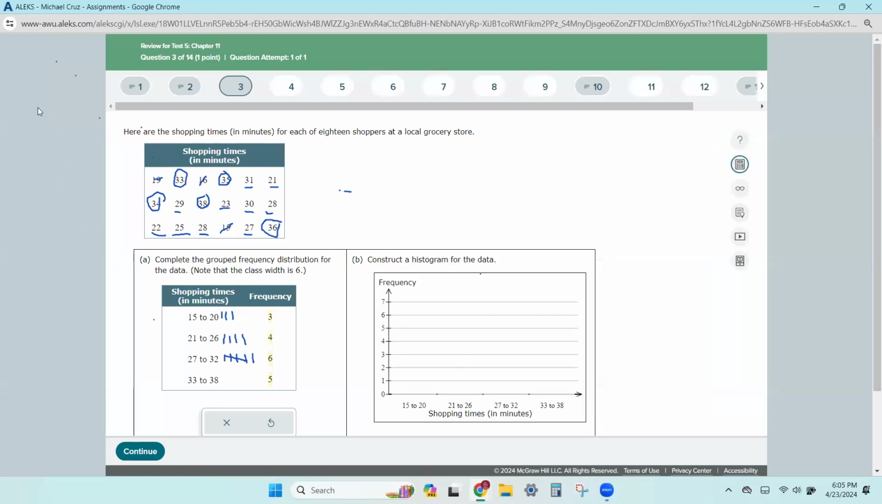So now on this, it's just a matter of putting the number here. So this right here is going to go up to 3. 21 to 26 goes up to 4. 27 to 32 is going to be 6. And 33 to 38 is 5. We all right on that one? Anything I can clear up before we leave it? That one looks good. All right, good.